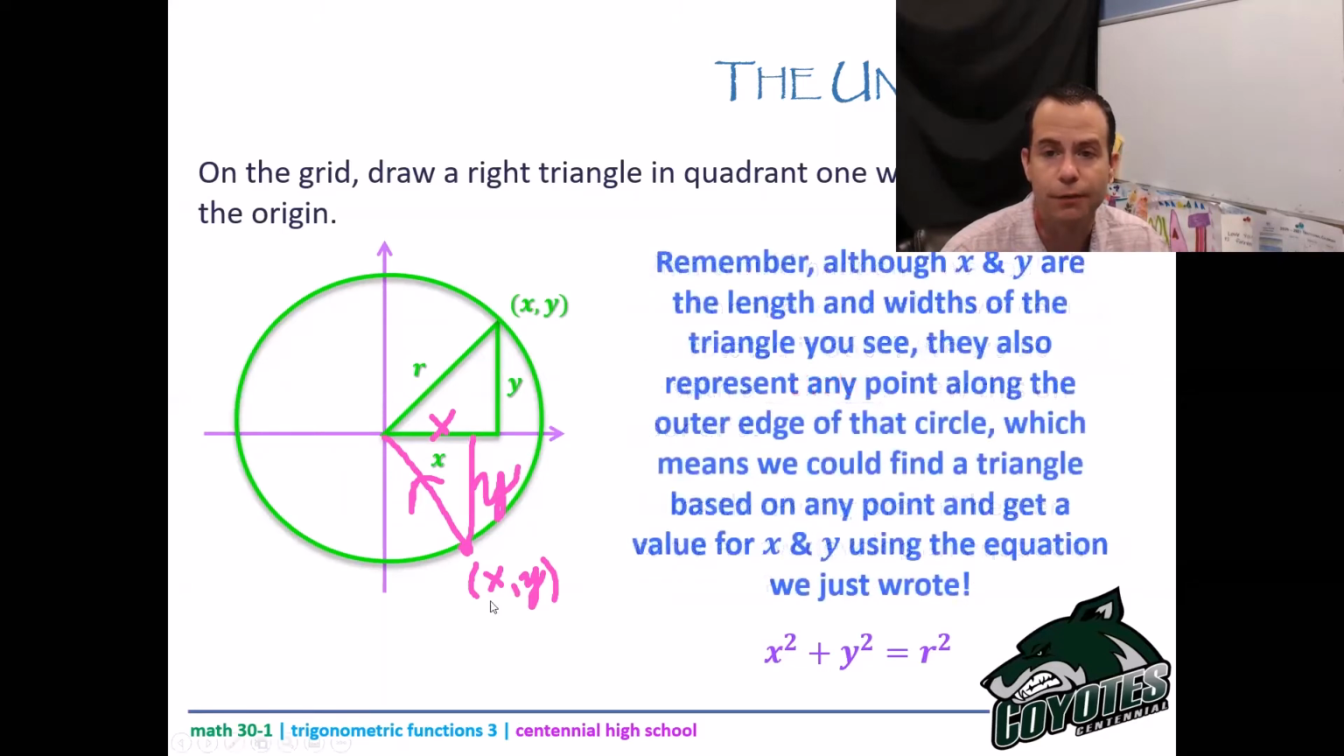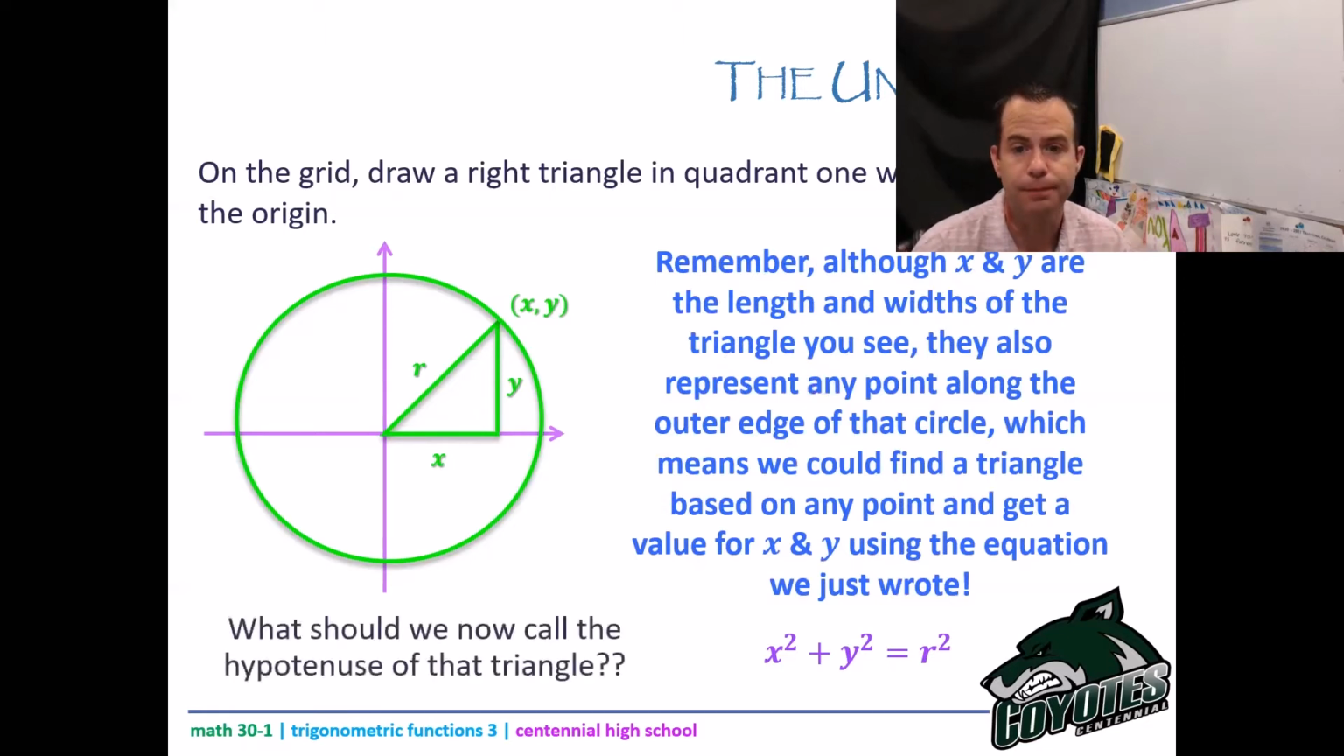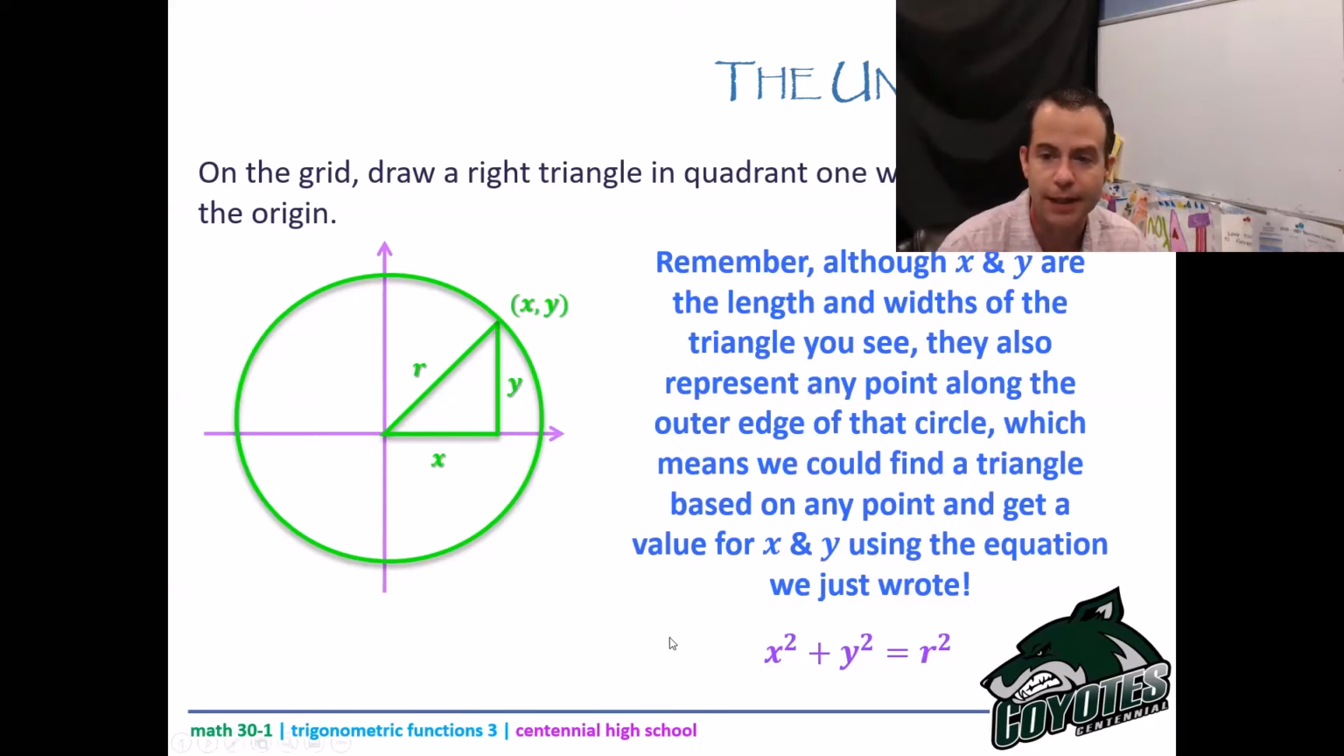That's for another conversation. So remember, although x and y are the length and width of the triangle that you see, they also represent any point on the outer edge of that circle, which means we could find a triangle based on any point to get a value for x and y using the equation we just wrote. The first part of this whole unit circle conversation is just to be able to get comfortable using that equation. Now, what should we call the hypotenuse of that triangle? We've already said this, it's the radius.